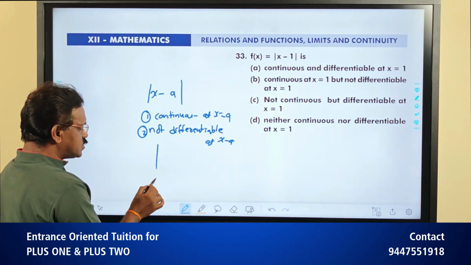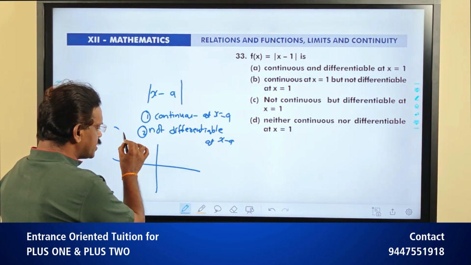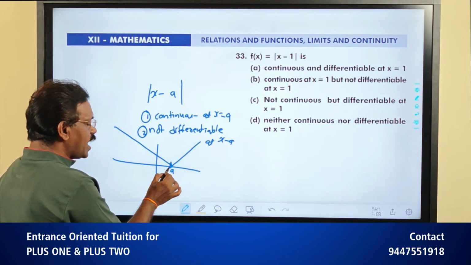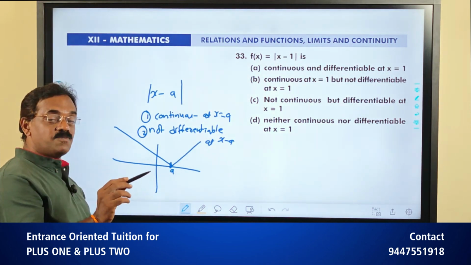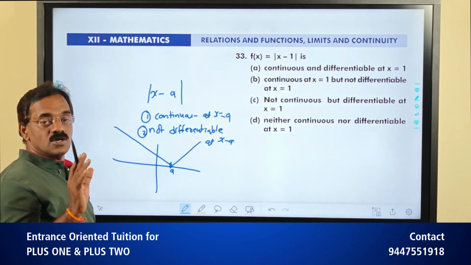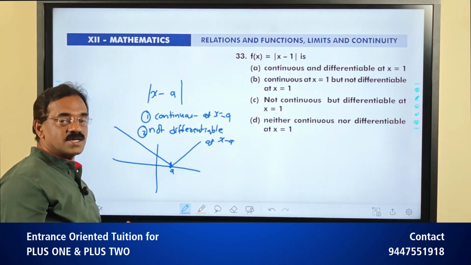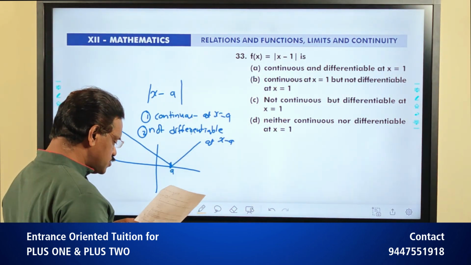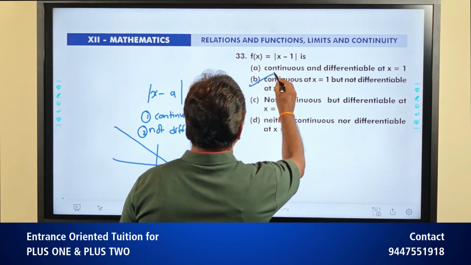Why is it not differentiable? When you draw the graph of mod x minus a, there is a sharp edge here. Any curve having a sharp edge is not differentiable at that point, but there is a chance of it being continuous. The absolute value function is always a continuous function, but it is not differentiable at x equal to a, so it is given to me by choice B.